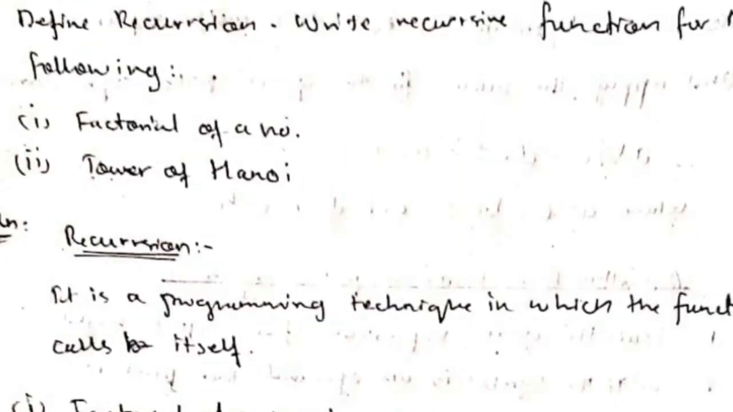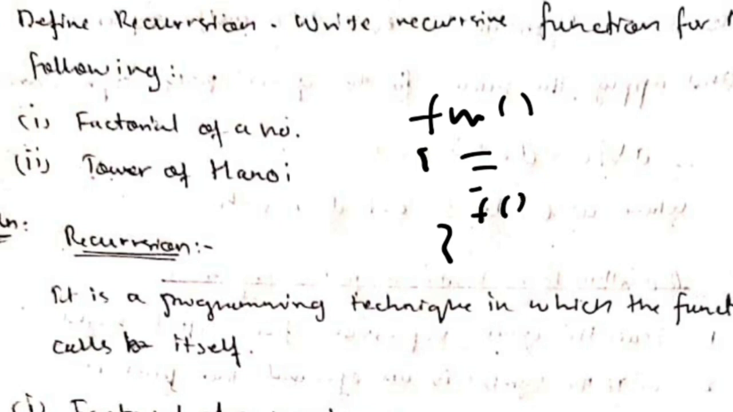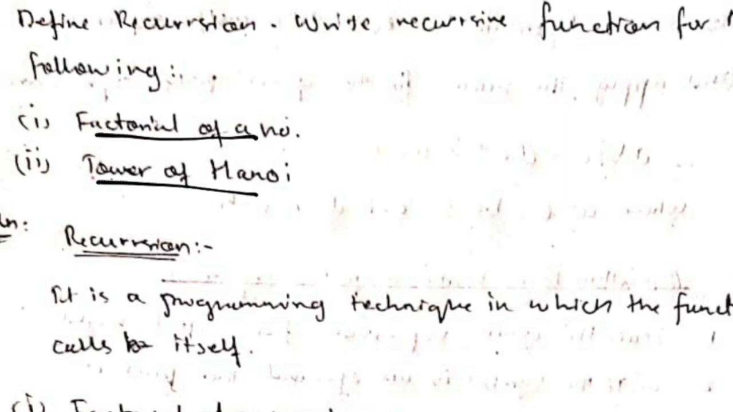Recursion means it calls itself. Means suppose that there is a function and it has a set of line of codes, and inside this code the same function is called again, which is function. Okay, so that's known as recursion. So we have to write the code for factorial of a number and tower of Hanoi.